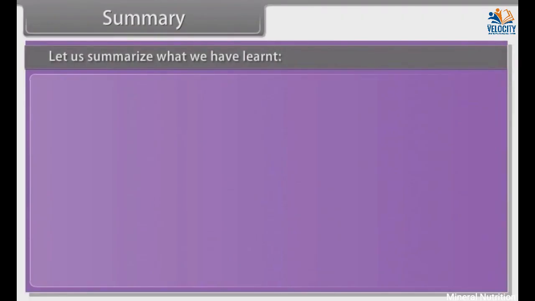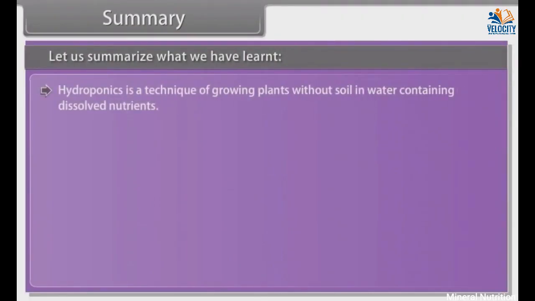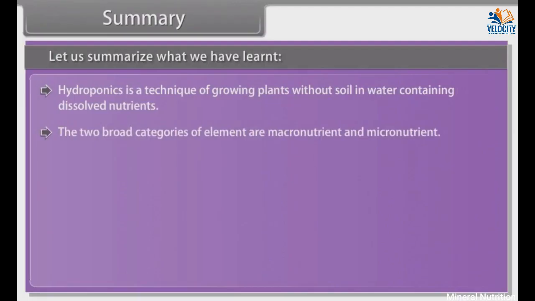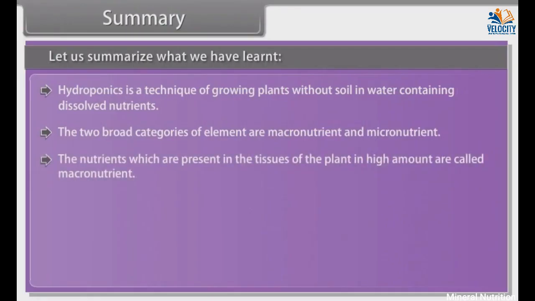Summary. Let us summarize what we have learnt. Hydroponics is a technique of growing plants without soil in water containing dissolved nutrients. The two broad categories of elements are macronutrients and micronutrients. The nutrients which are present in the tissues of the plant in high amount are called macronutrients. The elements needed in low amount are called micronutrients.